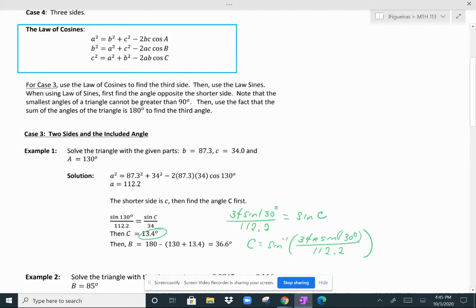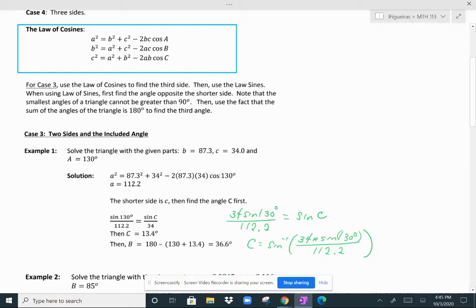Now that you know angle C is 34.4 and angle A is 130, we can solve for angle B by adding those two angles and subtracting the sum from 180. And so you get that angle B is 36.6 degrees.